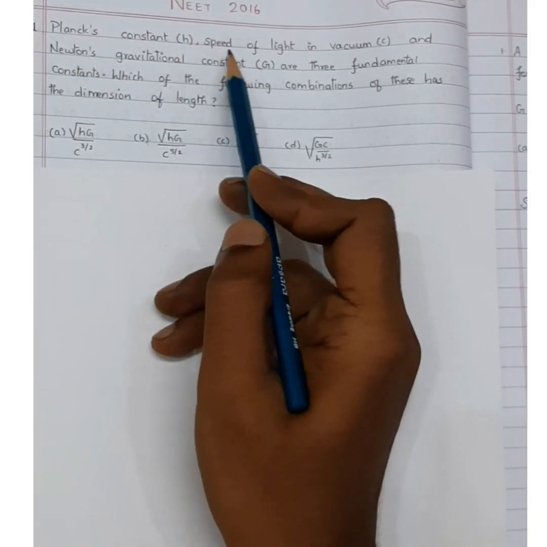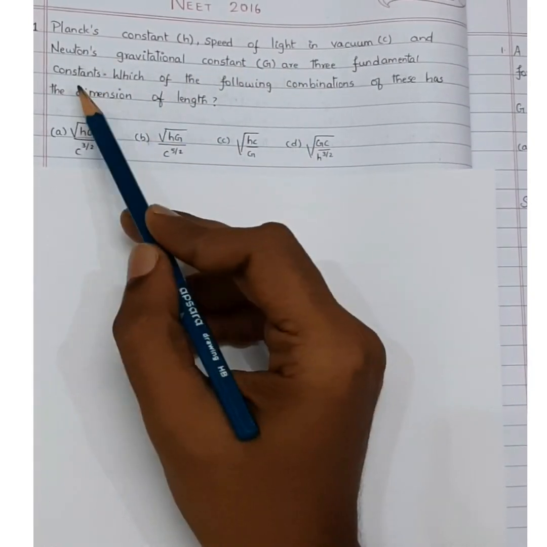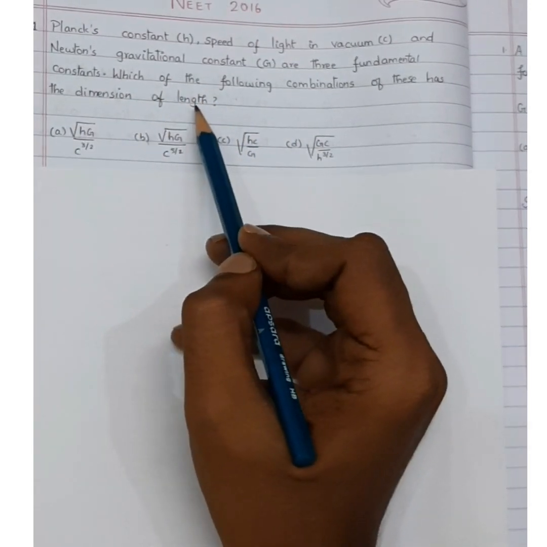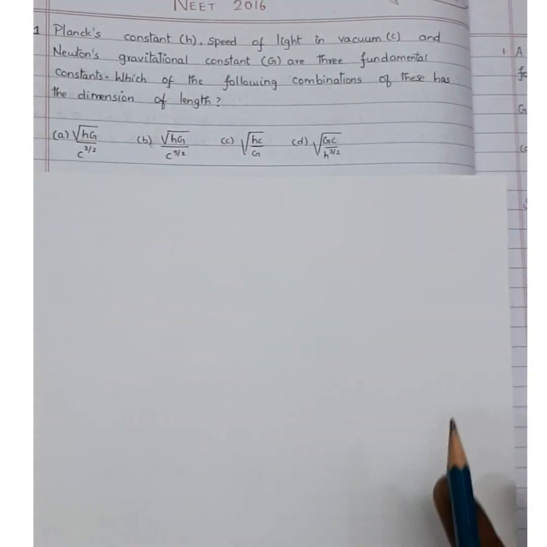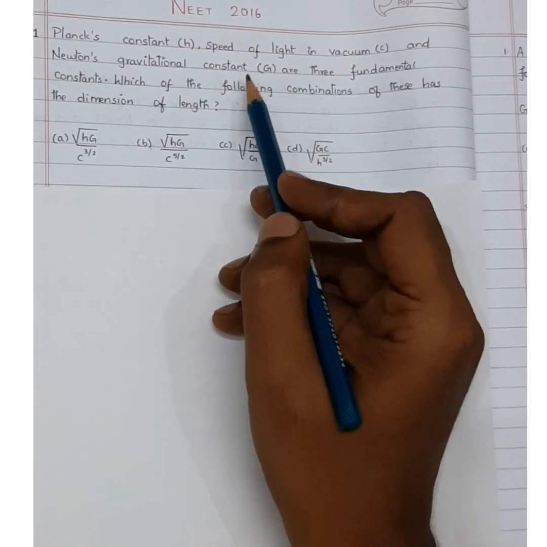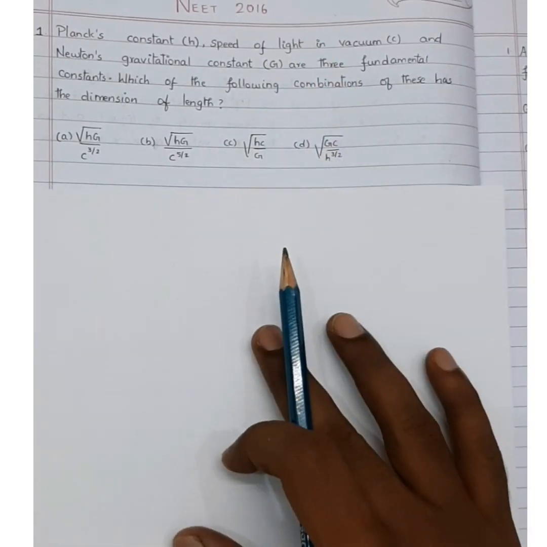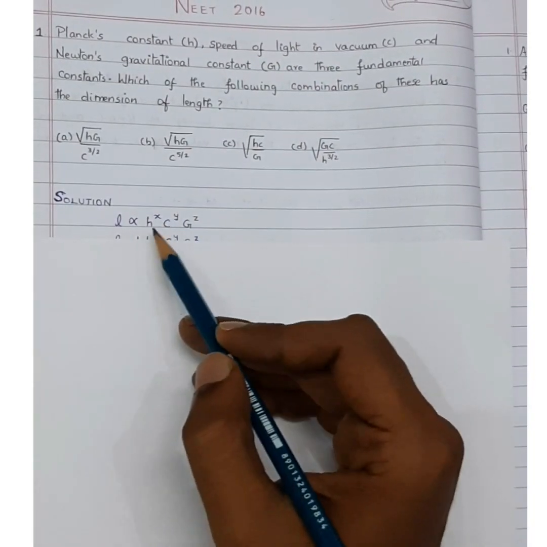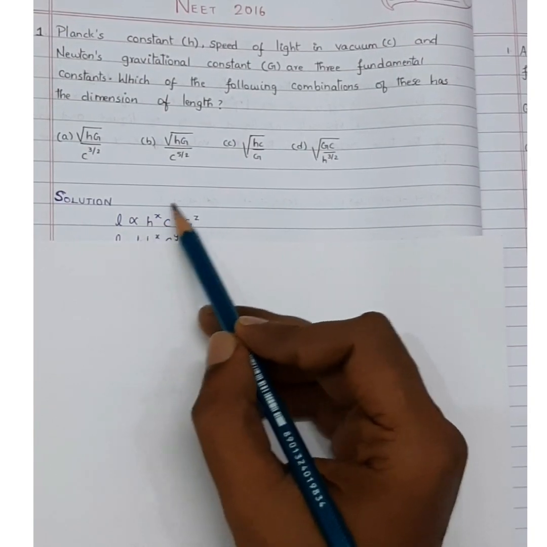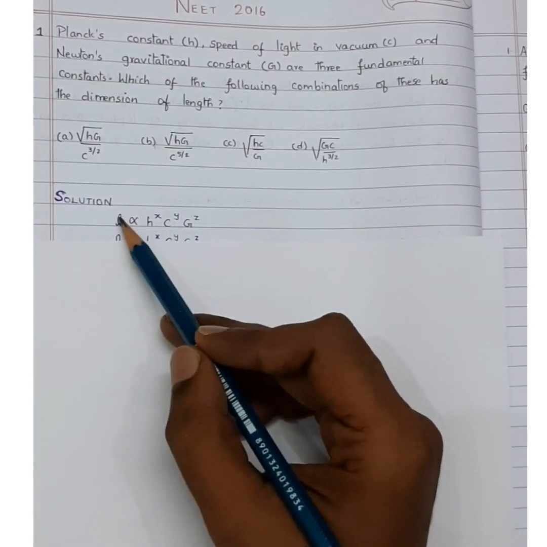Planck's constant h, speed of light in vacuum c, and Newton's gravitational constant G are three fundamental constants. Which of the following combination of these has the dimension of length? So in this question we have to form an expression containing the terms h, c and G, so that the combined expression has the dimension of length. So we'll approach this question like this. Let's take L is directly proportional to h power x, c power y and G power z, because we have to form an expression containing h, c and G, but it should have the dimension of length.